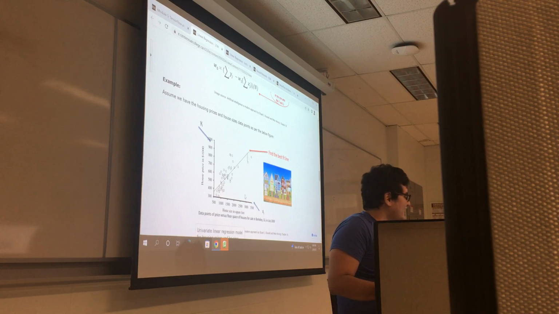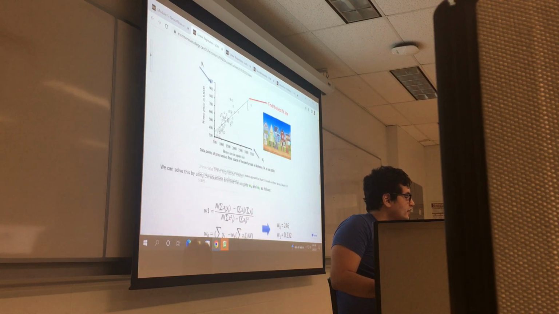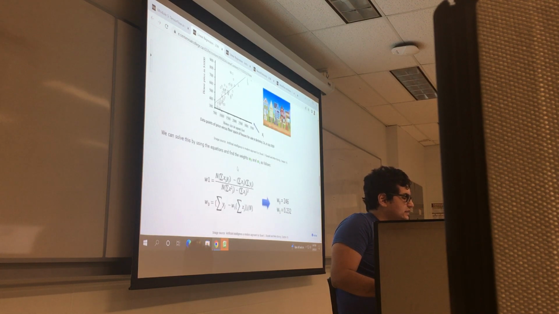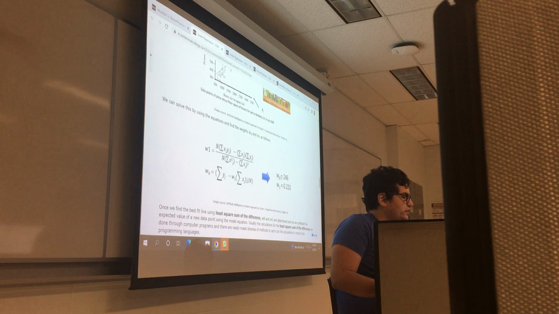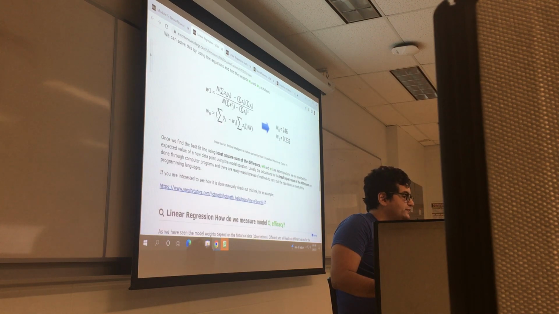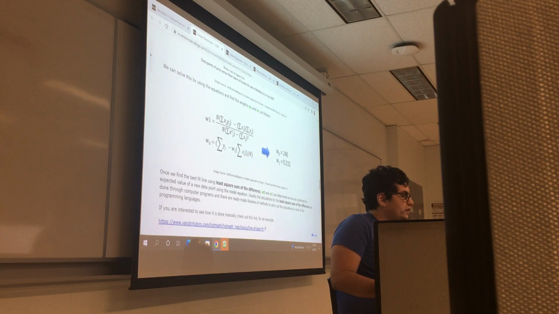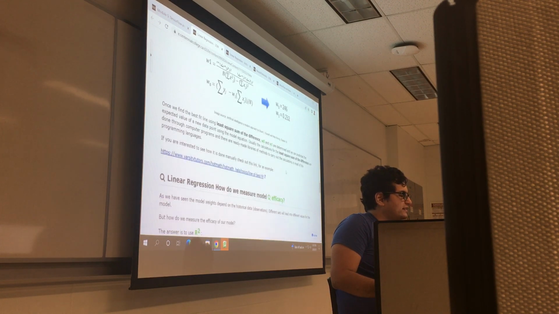You can see the house size in square feet. The higher it is, the higher the price. So we can draw a line here that kind of fits this problem. Okay? So we try to find this line. In this case, we found the W1 and W0, and we want to calculate the efficiency of that.